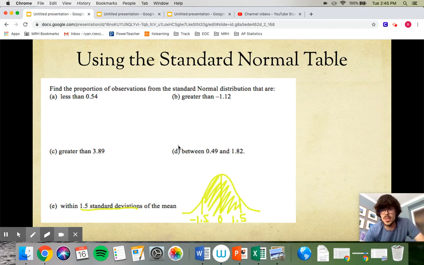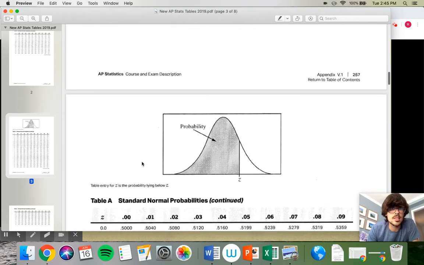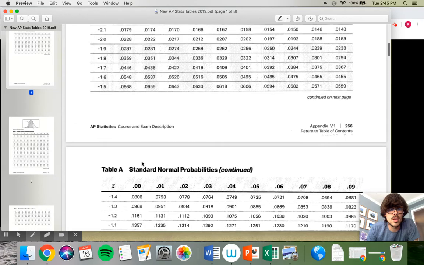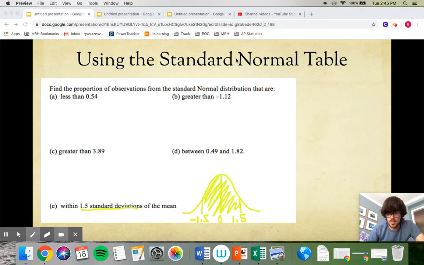I don't have the answer for that handy, but you guys should be able to look it up. I guess I can really quickly. So it's 1.5, which is 0.9332. And then you would subtract out the one for negative 1.5, which is 0.0668. And it looks like it's about 0.8664 for that answer there, 0.8664.